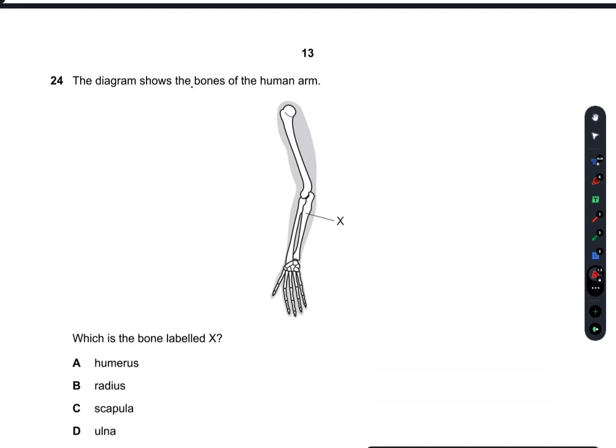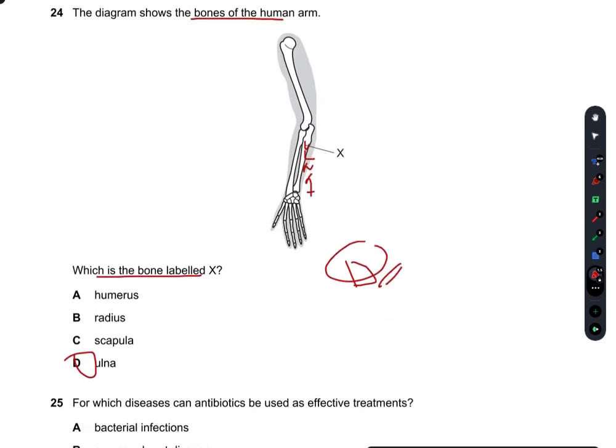The diagram shows the bones of the human arm. What is the bone labeled X? So definitely X is ulna. X is ulna. So D is the right answer. This is simple human anatomy.